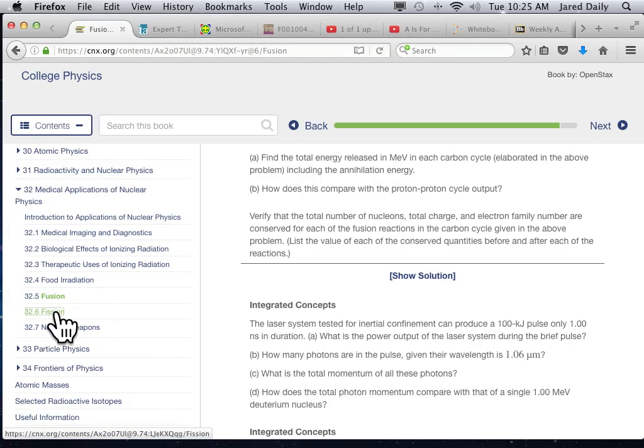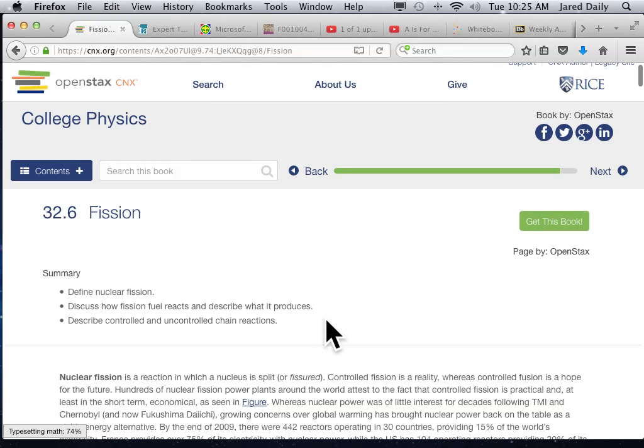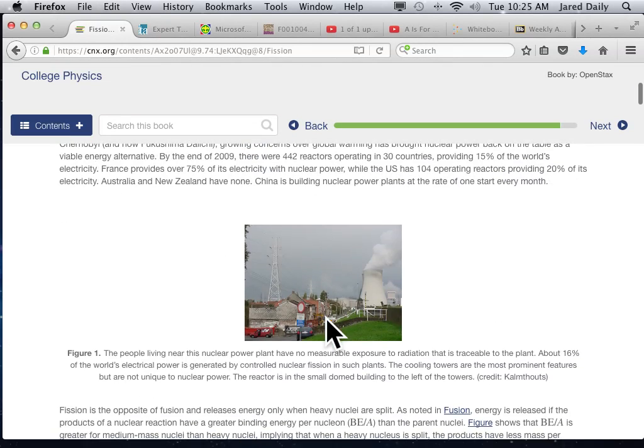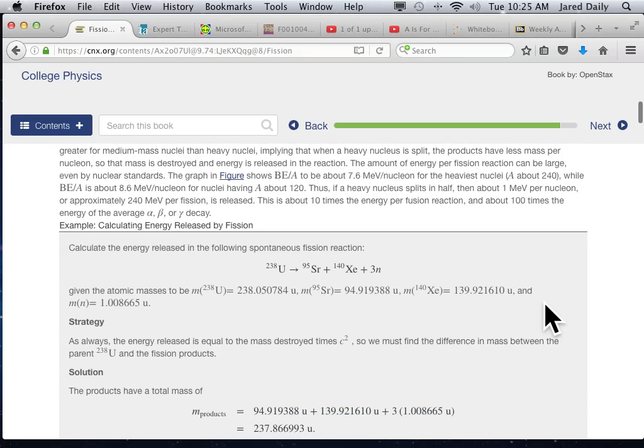All right, so now we're done with fusion. Let's move on to fission. So fission is just the opposite of building bigger atoms. It's taking a big atom and splitting it. And of course, we saw that in our video. We learned about how that works. You go from uranium to strontium and xenon when you start with uranium-238.